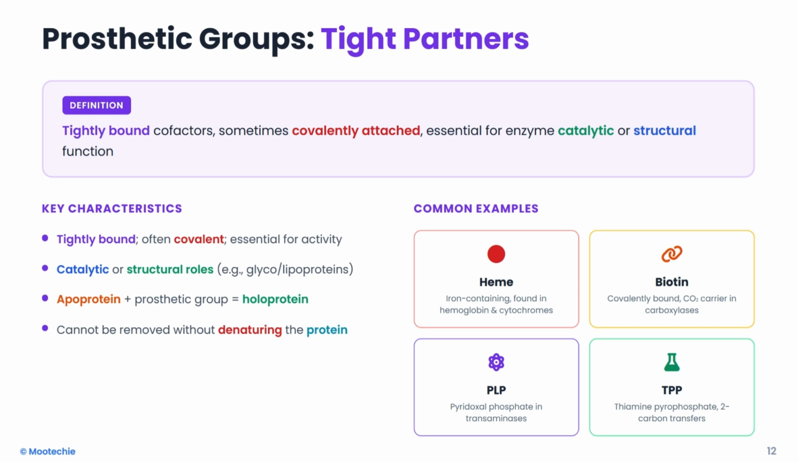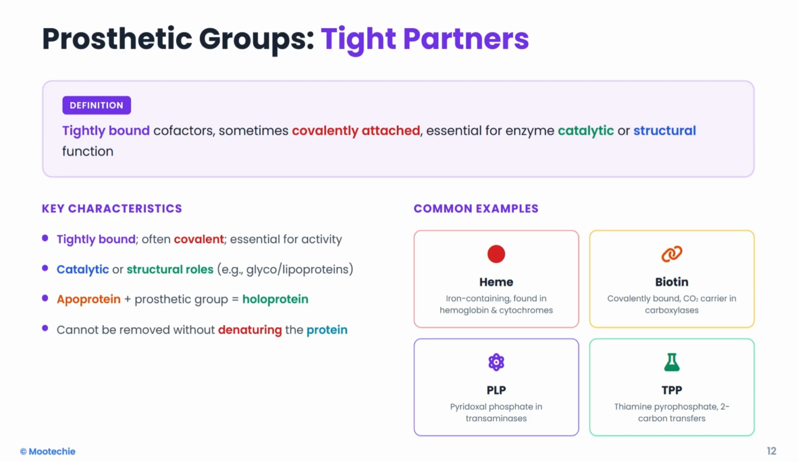Now for some common examples. Heme, an iron-containing group found in hemoglobin and cytochromes. Biotin, covalently bound, it acts as a CO2 carrier in carboxylases. PLP, pyridoxal phosphate, vital in transaminases, and TPP, thiamine pyrophosphate, involved in 2-carbon transfers.